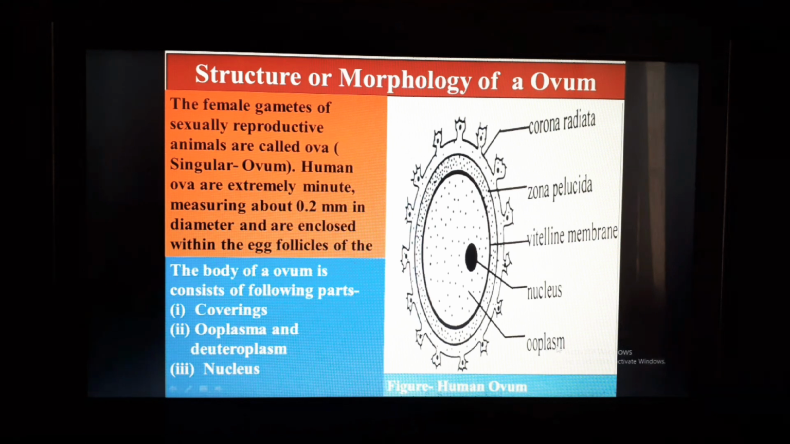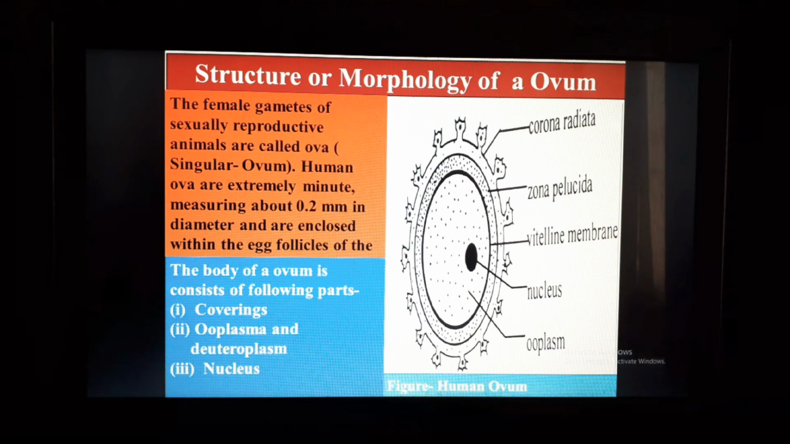Ooplasm and deuteroplasm. The cytoplasm of ovum is called ooplasm. Dear student, here we see the cytoplasm of ovum is called ooplasm. It contains all cellular organelles. In most cases, ooplasm contains reserve food as yolk or deuteroplasm, which determines the size of the egg.